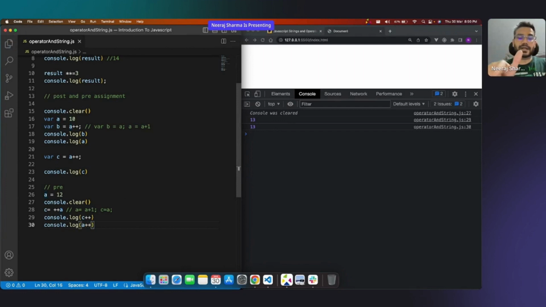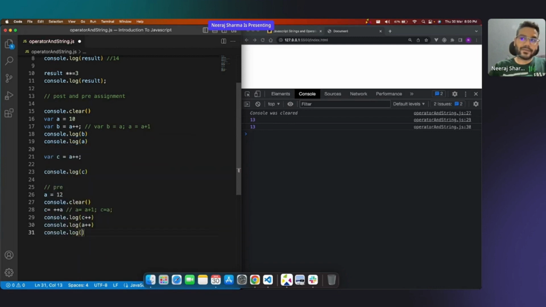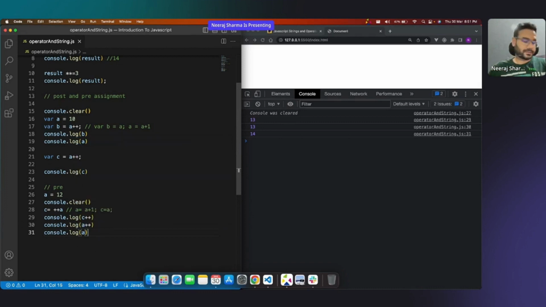In that case, it will be 13. Right now, the thing which is coming is 13. However, if I print the value of A now after this statement, then it will be 14. Okay. I hope everyone is clear with this. Anybody has any doubt? You should not have any doubt here. If you have it, I'll clear it. I hope you do not have. Okay, cool. Fine.